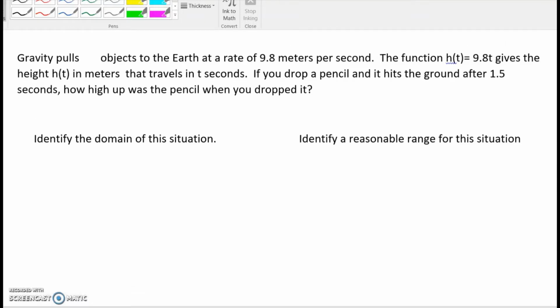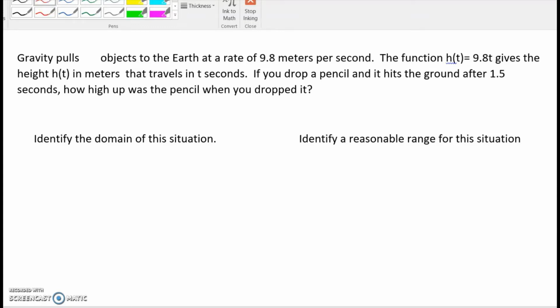Alright, so we've got our next problem. Gravity pulls objects to the earth at a rate of 9.8 meters per second. The function h of t equals 9.8 t gives the height in meters that travels in t seconds. So it's asking if you drop a pencil and it hits the ground after 1.5 seconds, how high up was the pencil when you dropped it?